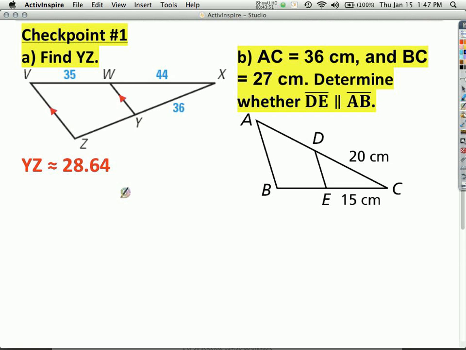Student number 17, what'd you get? E is parallel to... Oh, so you got that they are parallel. Okay, student number 7, what did you put? They're parallel. Student number 5? Student number 4? Parallel. So 4 of you think that they are parallel, and they are.